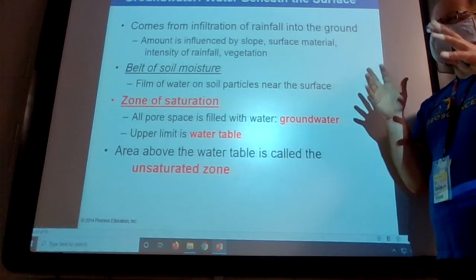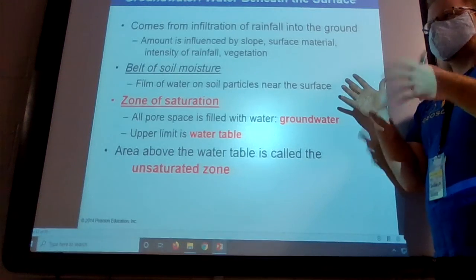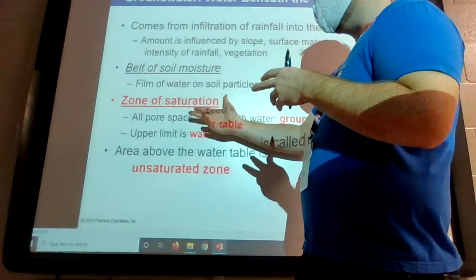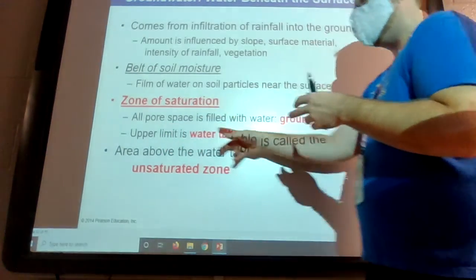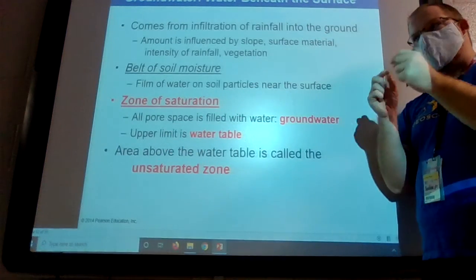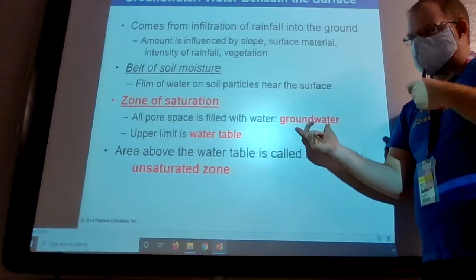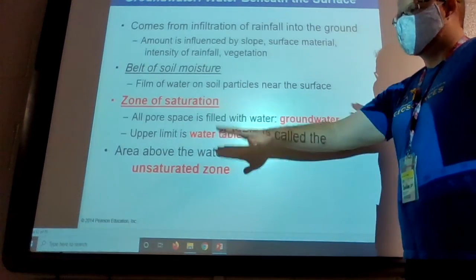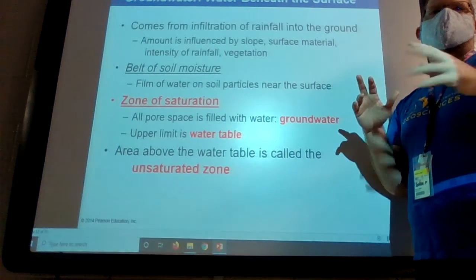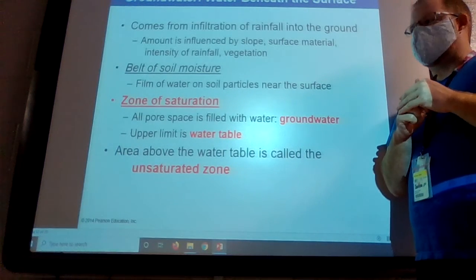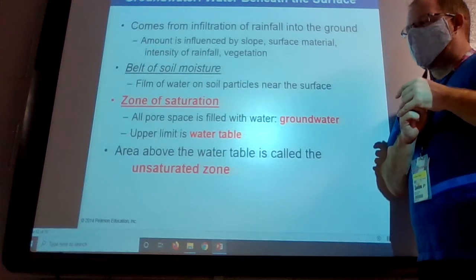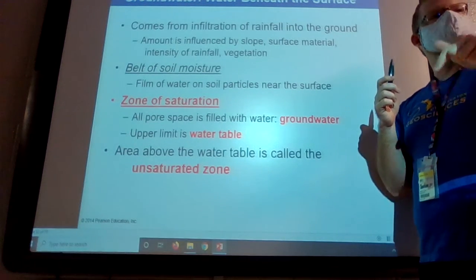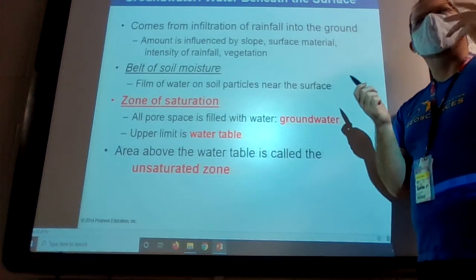We have a couple terms that we're going to use to describe this. So the first one is zone of saturation. The zone of saturation is where all the pore space, all the empty space in between the little pieces of rock, is filled up with groundwater. The top of the zone of saturation is called the water table. Y'all probably heard the term water table before. I think I heard it well before high school. And the water table is how far down you need to drill to get to some water.